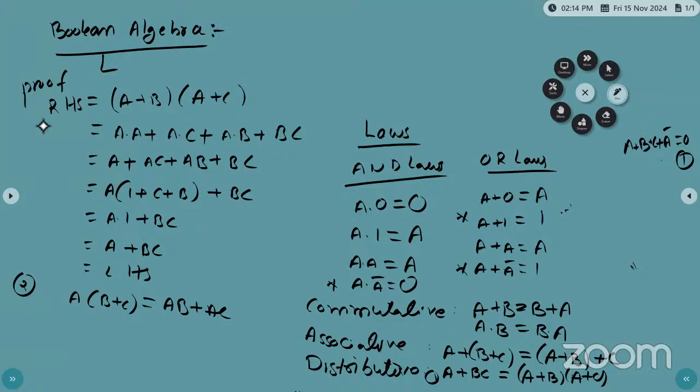The next one is an important theorem for entire Boolean algebra. That is called the De Morgan theorem. The De Morgan theorems are important to evaluate the Boolean expressions or Boolean functions.